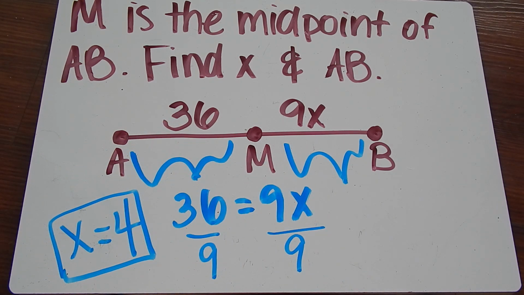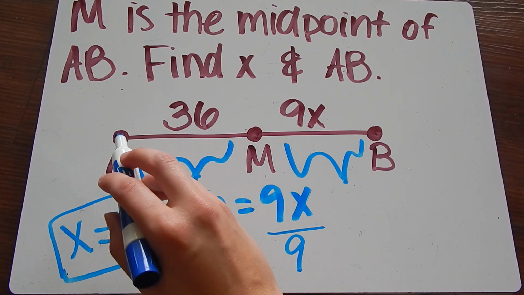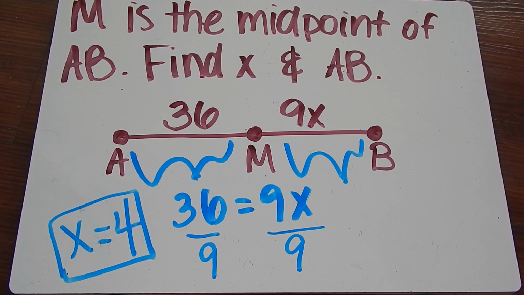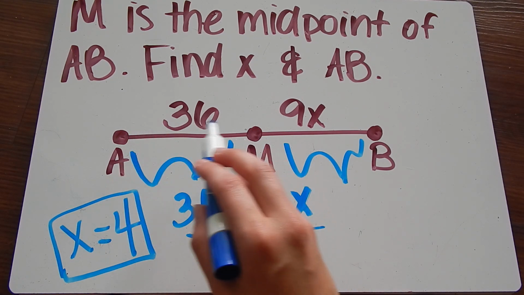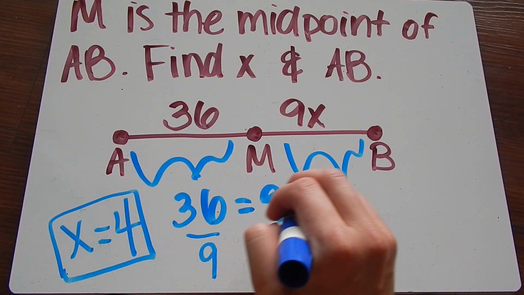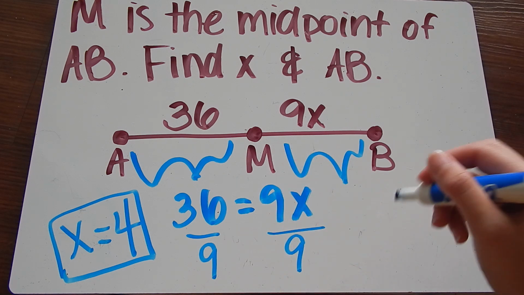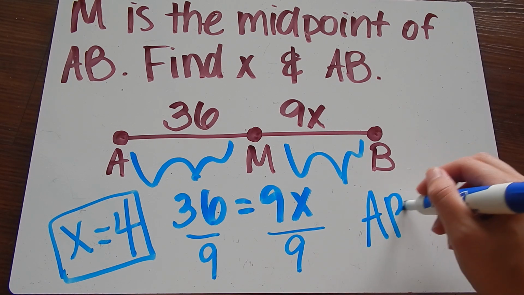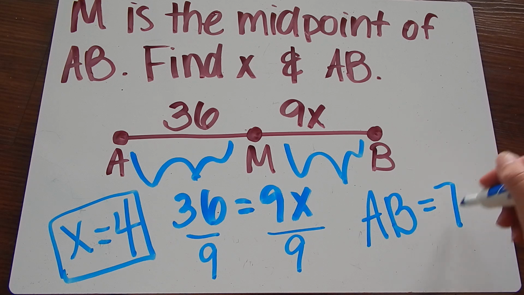It also wants me to find segment AB. So that's the entire thing. Remember, the midpoint cuts it in half. So if half of it is 36, half of AB is 36, then all of AB would be 2 times 36, which is 72.